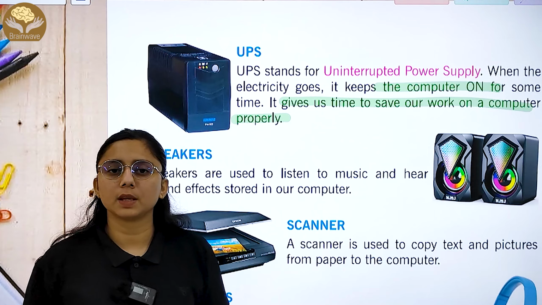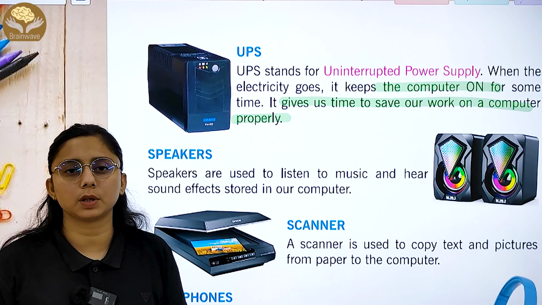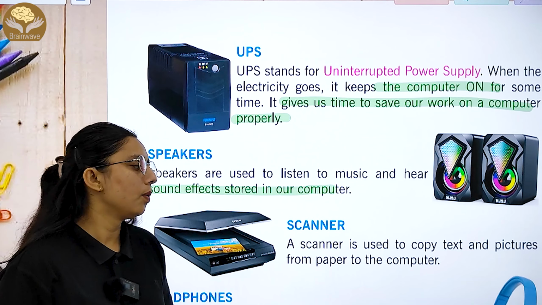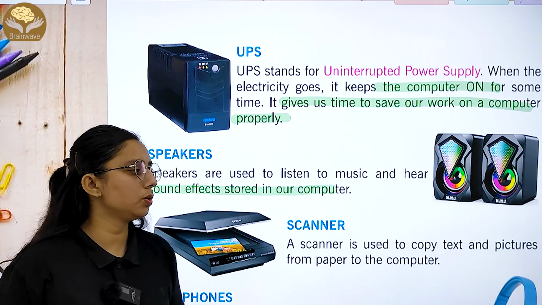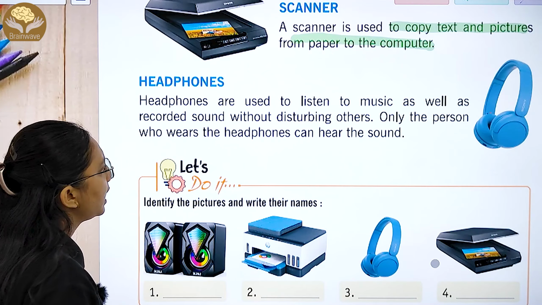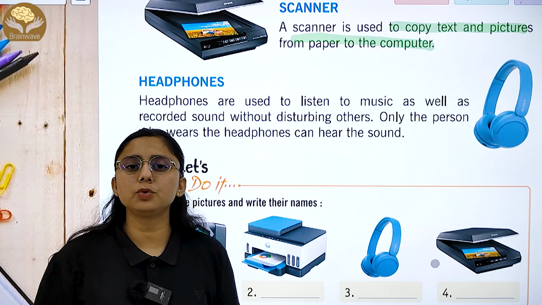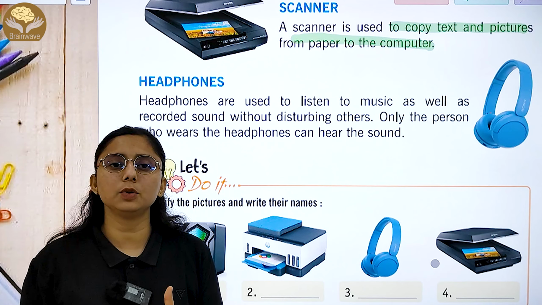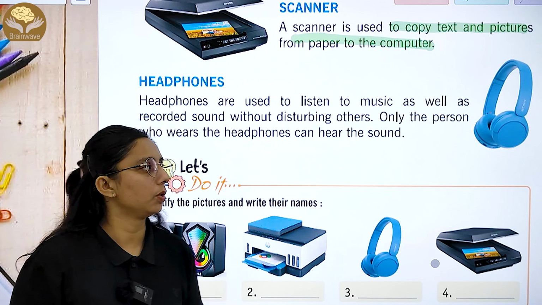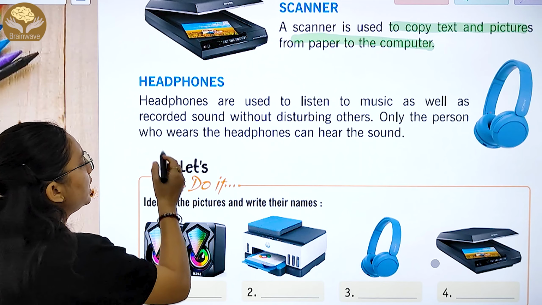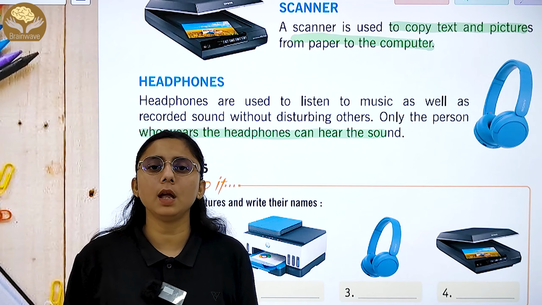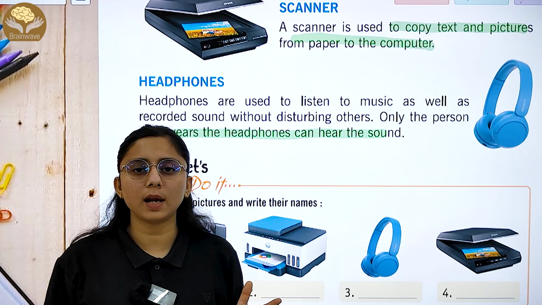Next is speaker. Speakers are used to listen to music, okay, and hear sound effects stored in the computer. What is scanner? Scanner is used to copy text, pictures from the paper to the computer. Next is headphones. Headphones we use to listen to music so that the person who is sitting nearby us does not get disturbed because of the sound. So we use headphones. Only the person who wears the headphones can hear the sound. जिसने वो headphones को पहने हैं, that person will only listen to that sound.